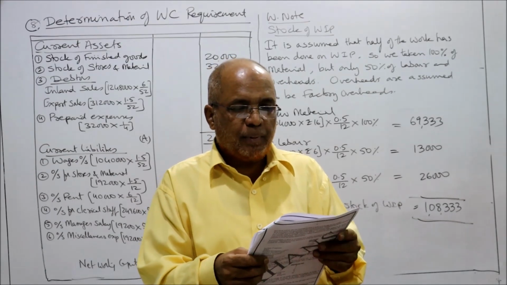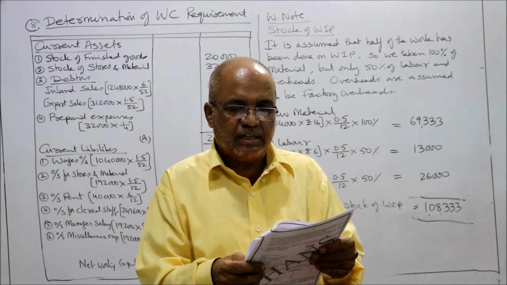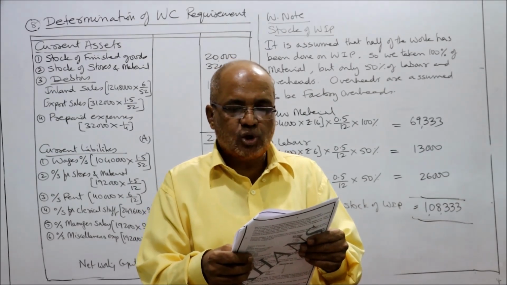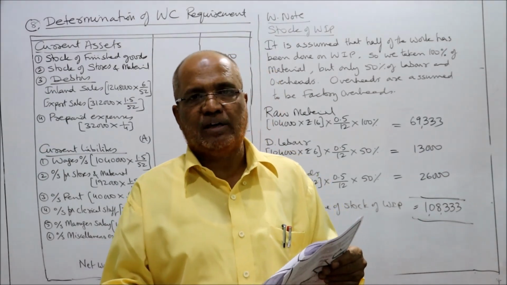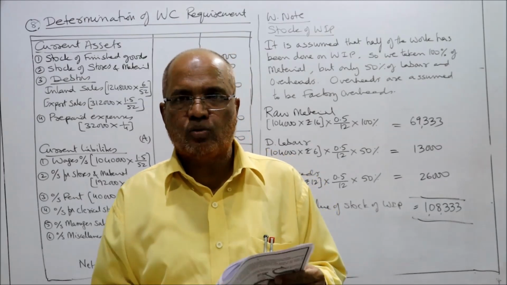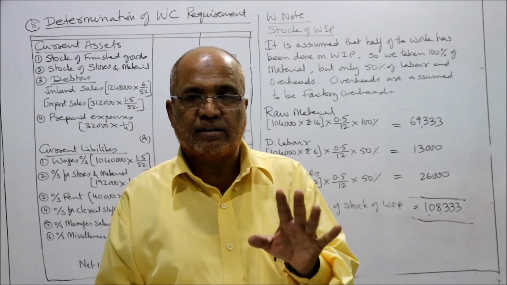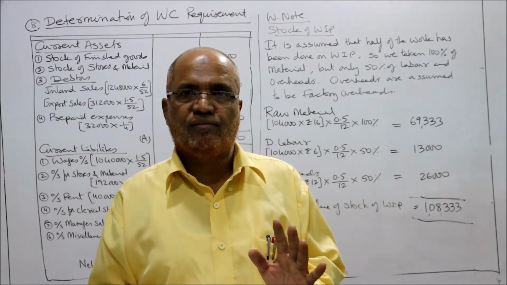Then you are required to prepare a statement showing the working capital needed to finance a level of activity of 1,04,000 units. Assume that a year consists of 52 weeks. Every time we are assuming 52 weeks only. So this problem I am giving you as practice problem. You have to do it yourself.